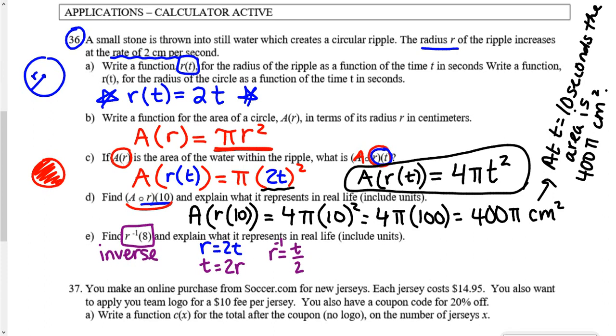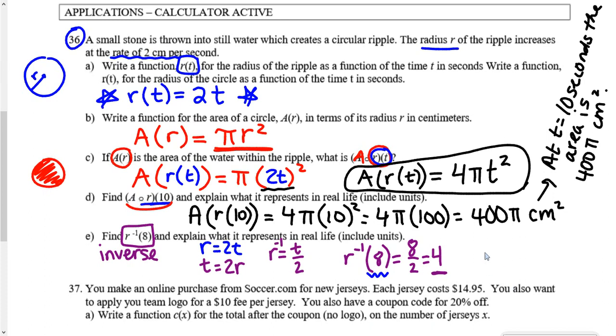So this one's a little bit backwards. If I'm plugging in 8 to this one, I have 8 over 2, which gives me 4. So what does this mean? In my original function, the number I plugged in was the time. So in my inverse function, the answer is the time. And my input is the radius, which used to be my y value.